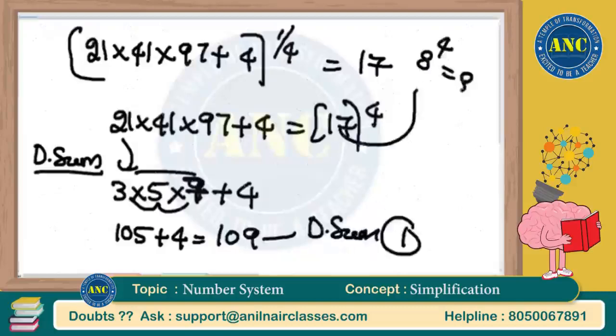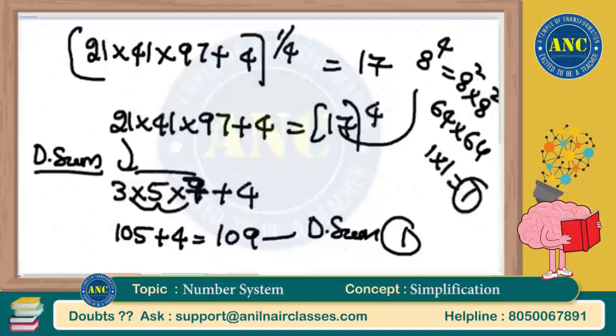17 is 8. 8 power 4: 8 square into 8 square, 64 into 64, 1 1s are 1. You can check whether 17 is right or 27 is right by using a digital sum. Very, very easy question. If you get a simplification question, consider yourself lucky. Power 1 by 4, if it goes to the right side, it becomes 17 power 4. 21 is 3, 41 is 5, 97: 9 plus 7 is 16, 1 plus 6 is 7, it is 4. 3 5s are 15, 15 7s are 105, 105 plus 4 is 109, digital sum is 1. The answer also should have digital sum 1.